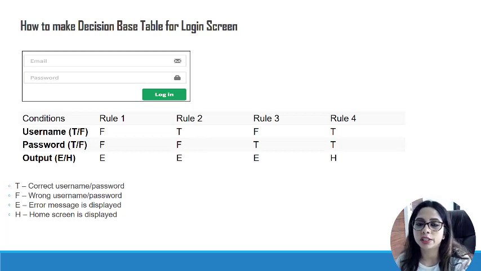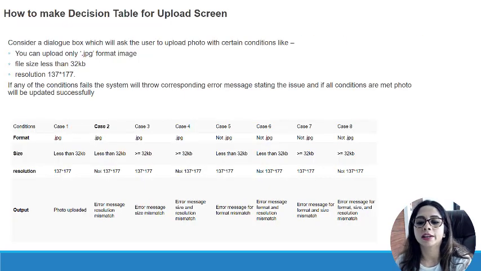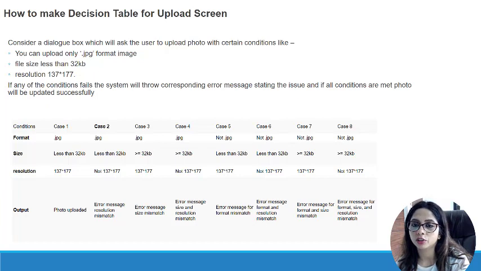And we took 2 examples, one of a login page and one of an upload screen, and we saw how we choose the inputs, how we take the conditions, apply them, and we get the results accordingly. And we make sure that none of the combination testing is left, and that's how we apply these techniques in our test case designing and also test execution.